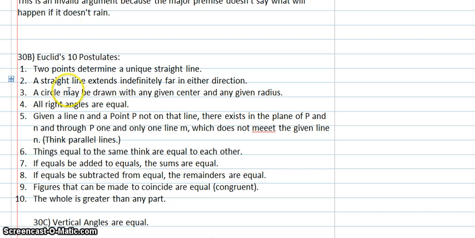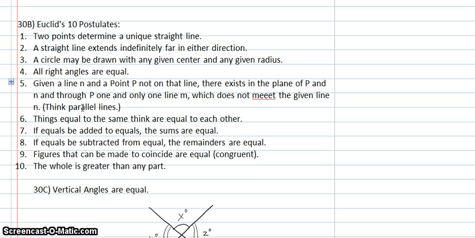The second one, a straight line extends indefinitely far in either direction. So if you think about that, whenever we draw our lines, we usually put the arrows on the ends because they could keep going. And our third postulate, a circle may be drawn with any given center and any given radius. So circles can be very big or very, very small. Fourth postulate, all right angles are equal, because all right angles are 90 degrees, so that makes sense.